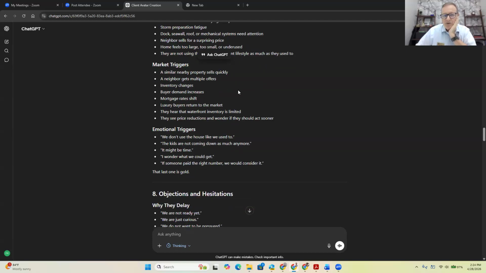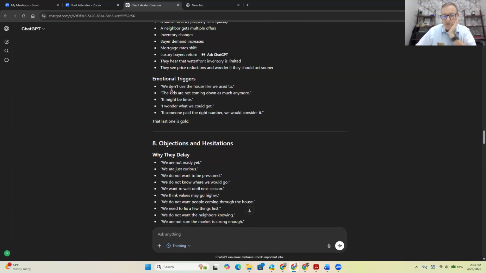If you look at market triggers: inventory changes, mortgage rate shifts, they hear that waterfront inventory is limited. Emotional triggers: we don't use the house like we used to. That's a pretty common one here. It might be time. I wonder what we could get. If someone paid the right number, we would consider it, right?